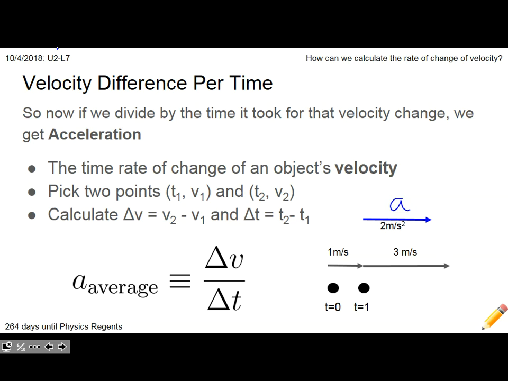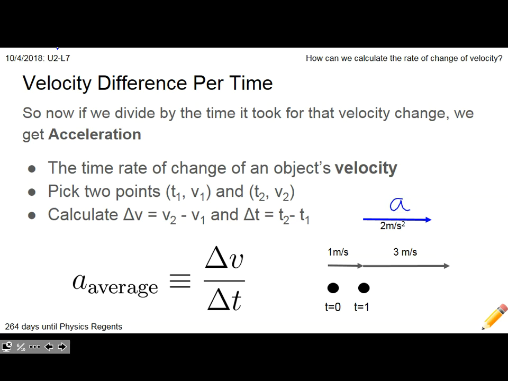Wait, so when you subtract 0 minus 1 and then 1 minus 2. So it's not the positions now we're subtracting, it's the velocities at those positions. So I would be subtracting not 0 and 1 for position, I'm subtracting 3 and 1. That's the difference here. And then once I subtract the 2 velocities, I subtract the 2 times, and then I divide. So the change in velocity divided by the change in time.